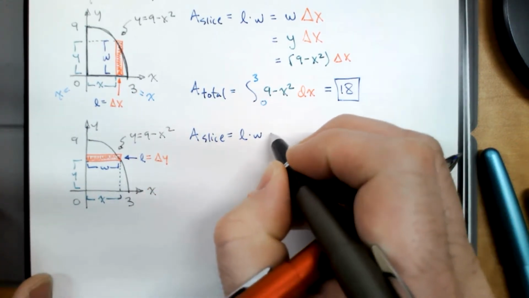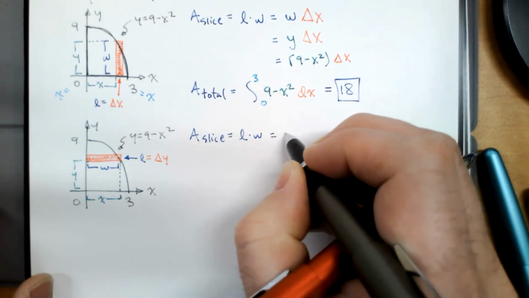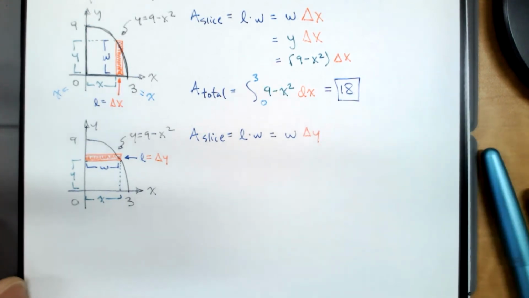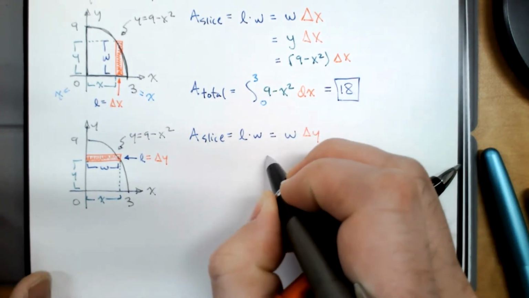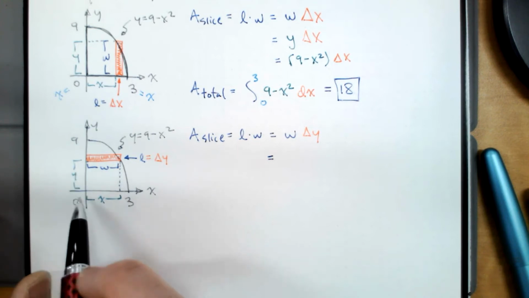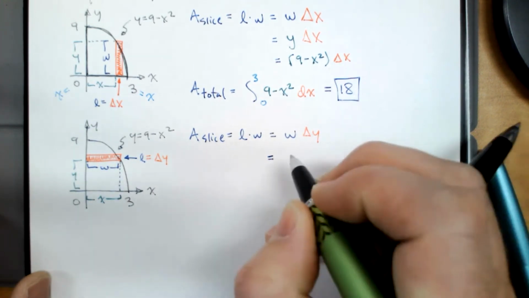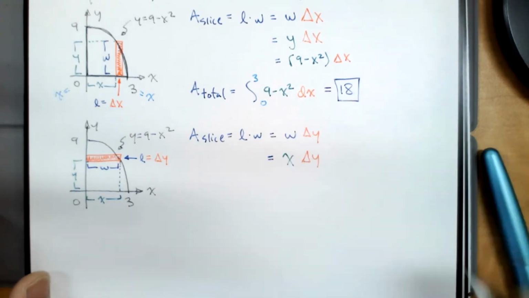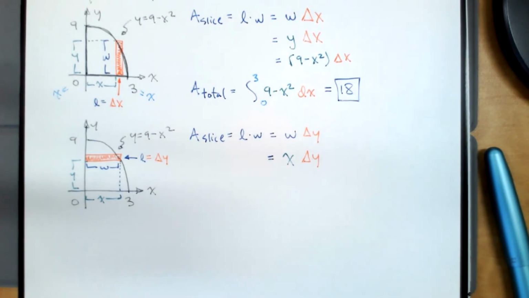So my area of the slice is still the width, but not times delta x this time, it's times delta y. In this case, the width is not the same as y. The width is the same as x. So the area of the slice is x times delta y. But now we have the same problem that we had in the previous integral. I can't integrate x dy, just like I couldn't integrate y dx. So I have to write x in terms of y.